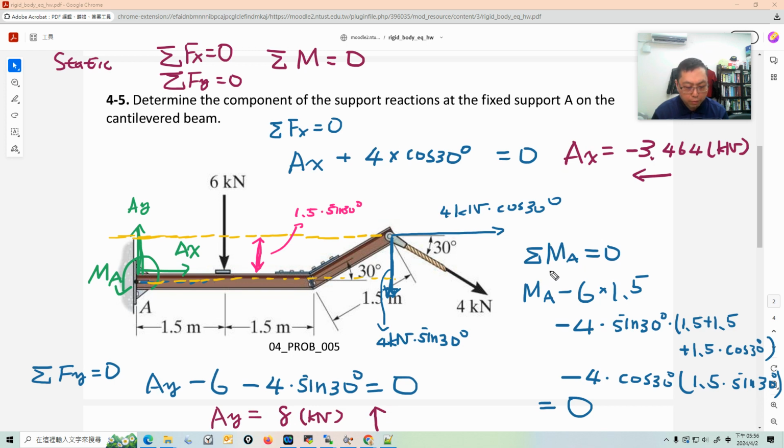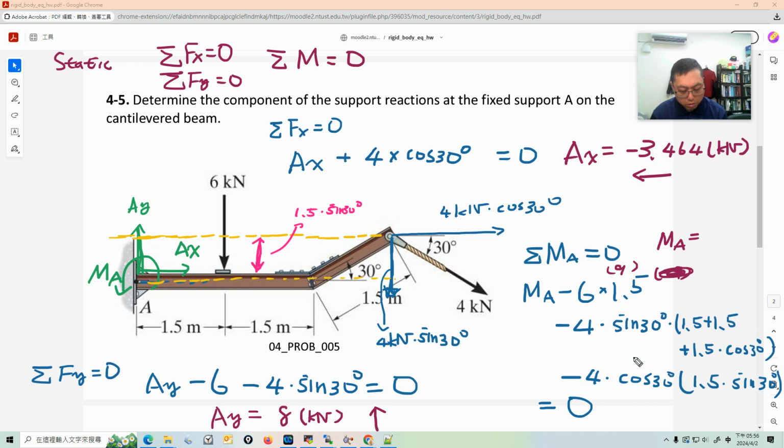Finally the moment. Let me check my equation. Is my equation correct? Okay, I have to check this. Yes, this equation is correct. So you just use the calculator by yourself. Don't forget how to use the calculator. Finally we'll get MA equal to, let me give you the answer. This is minus 9. Oh sorry, this is 9.